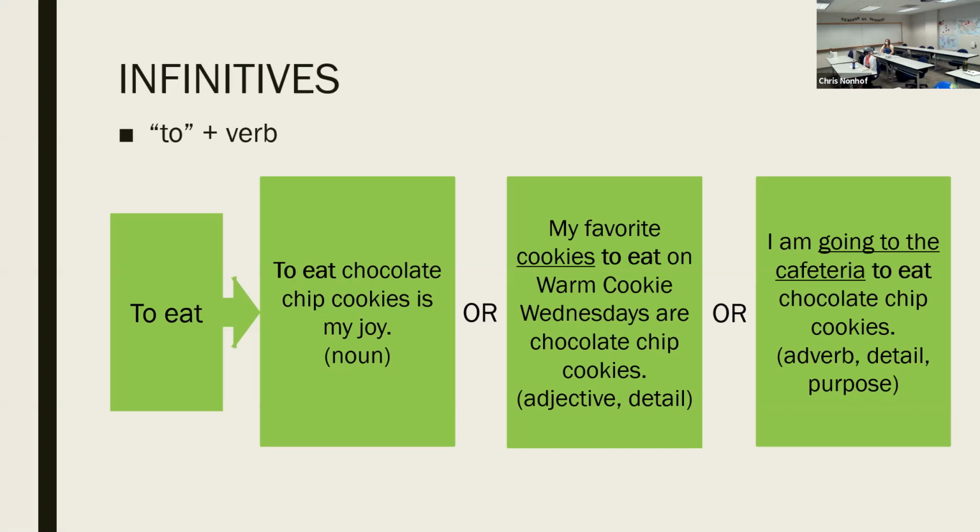And then the last one: I'm going to the cafeteria to eat chocolate chip cookies. Here it functions as an adverb, because there's a verb. And what's the purpose of going to the cafeteria? To eat. Yeah, so they have these three main functions. Cool.